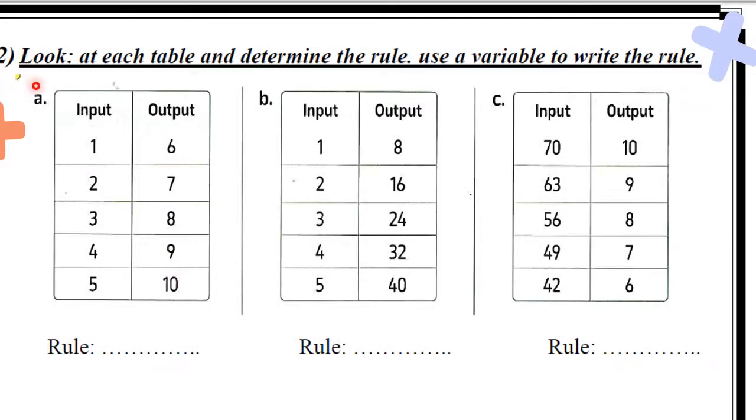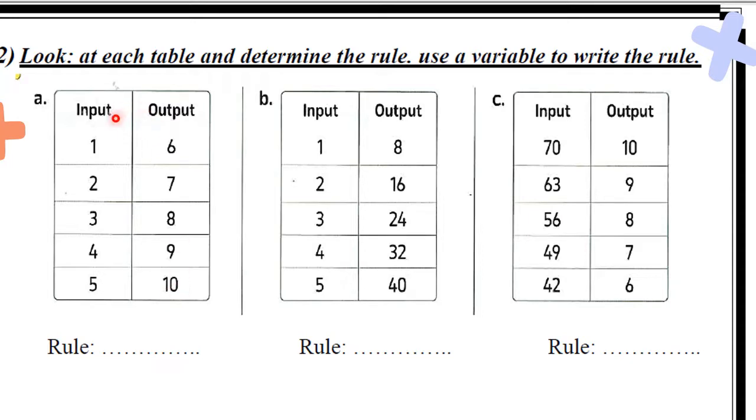And now in number 2, look at each table and determine the rule. Use a variable to write the rule. Now in letter A, we have the input is 1, output is 6. When it's 2, it will be 7, a bigger number. 3 will be 8, which is bigger. 4 will be 9, which is bigger. 5 will be 10, which is bigger.